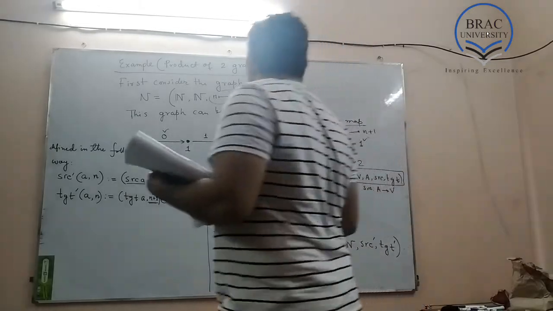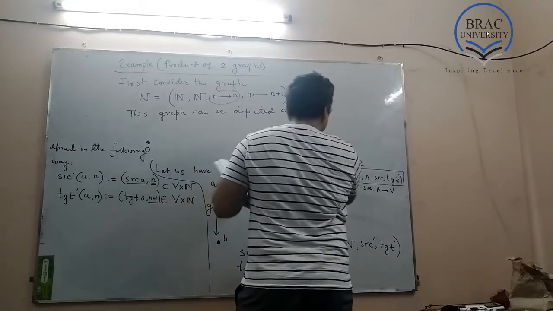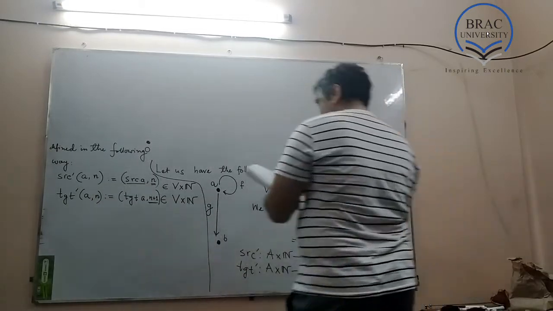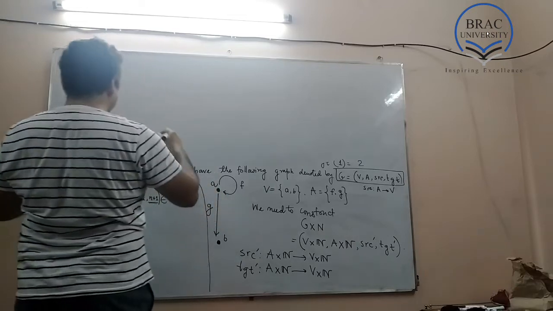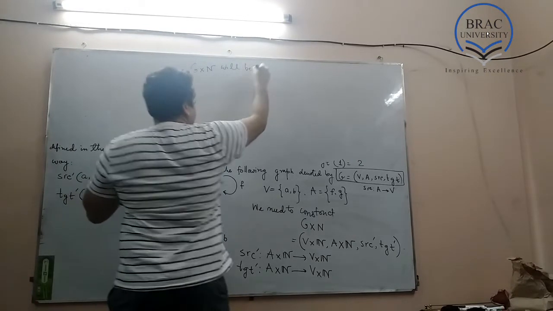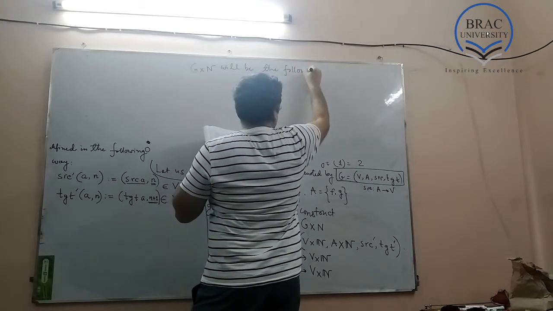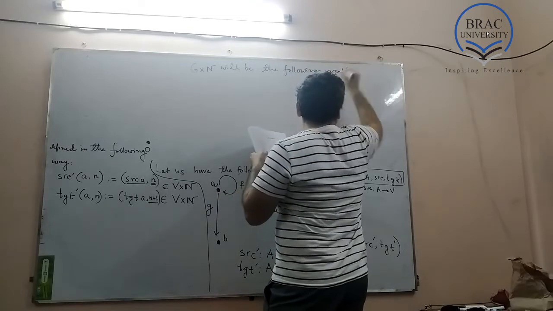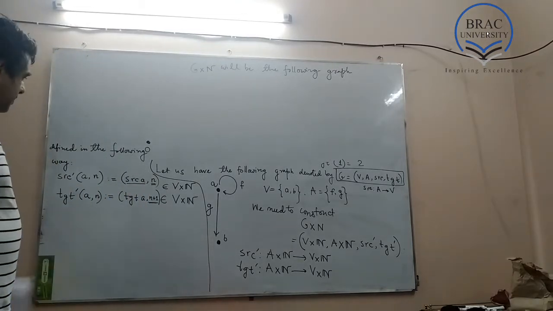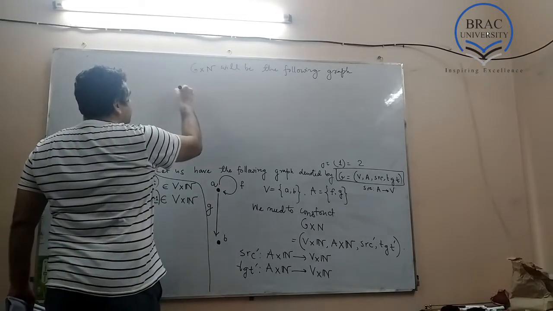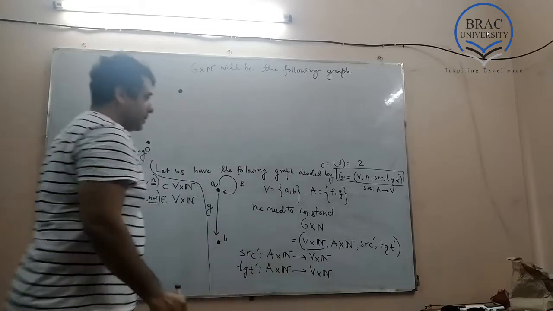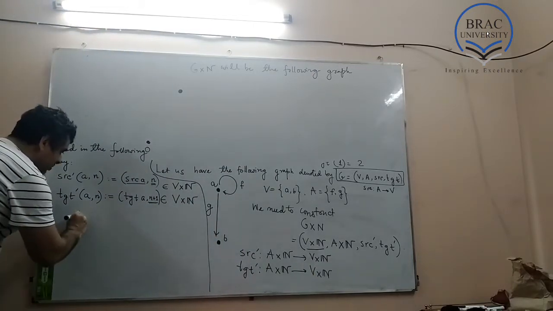So, I think we can erase this part now. So, the product graph will look like, okay. So let us label the vertices first. Okay. So the vertices are given by this Cartesian product, okay. And N, we know, is the set of whole numbers.